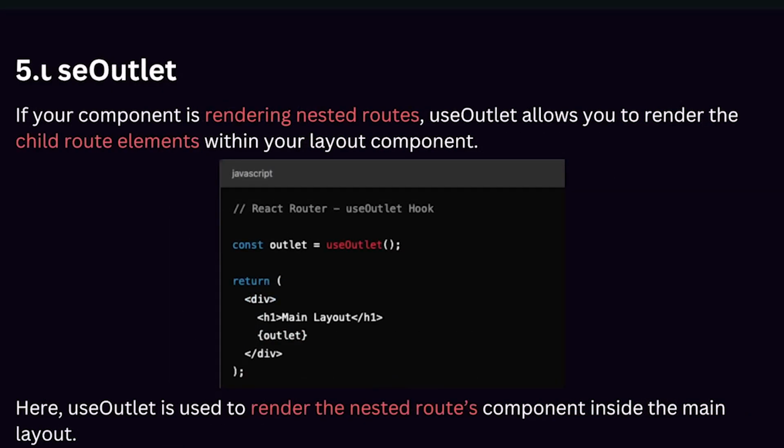If your component is rendering nested routes, useOutlet allows you to render the child route elements within your layout component. Here, useOutlet is used to render the nested routes component inside the main layout.